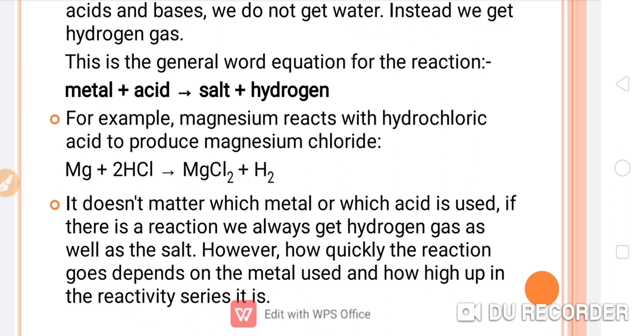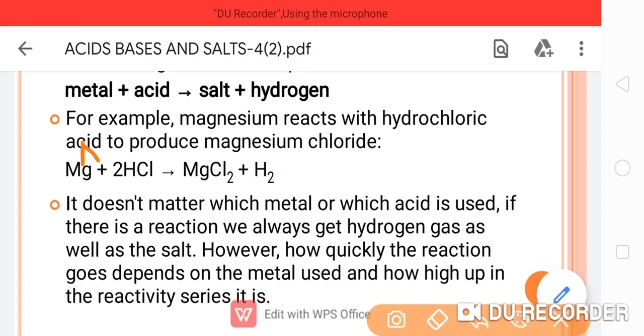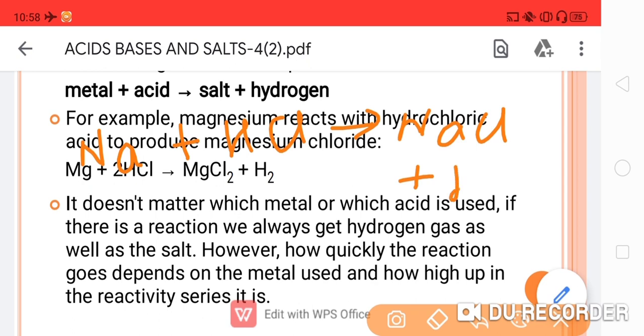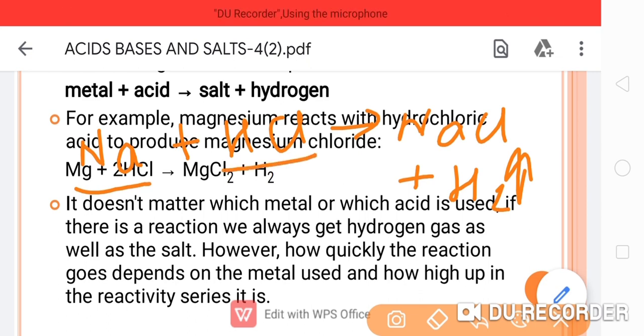Let's see some more examples. Suppose you have a small piece of sodium and you place it inside HCl, that is hydrochloric acid, and it is a dilute acid. It will convert into the respective salt, that is NaCl, and hydrogen gas will form. So here you can see this is the metal, and when this metal reacts with acid, you get NaCl, that is the salt, and hydrogen gas evolves.